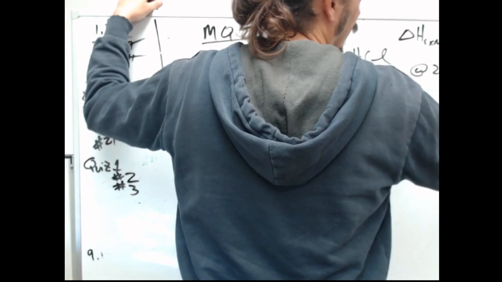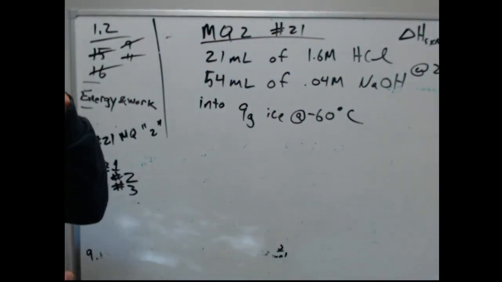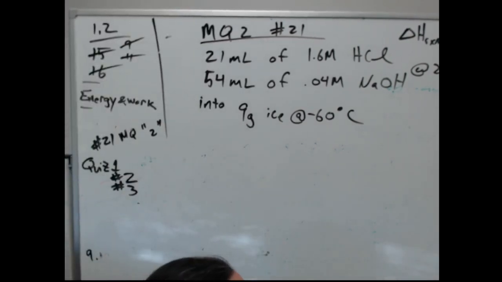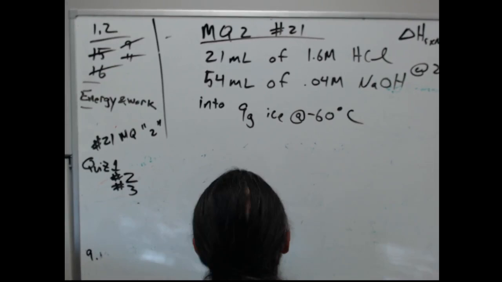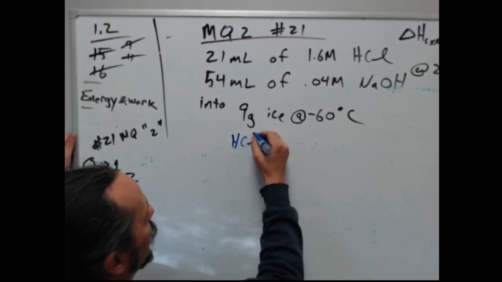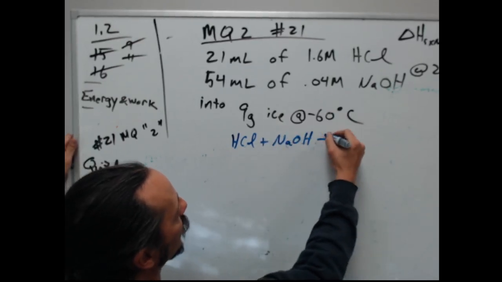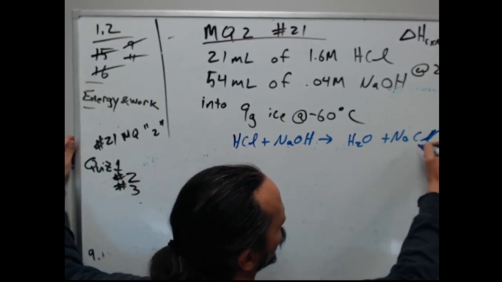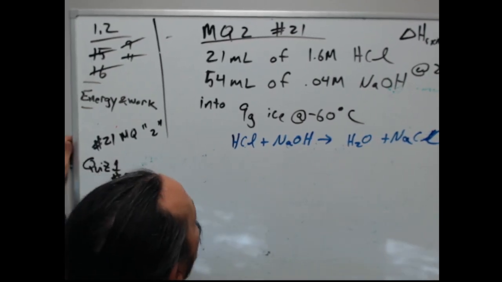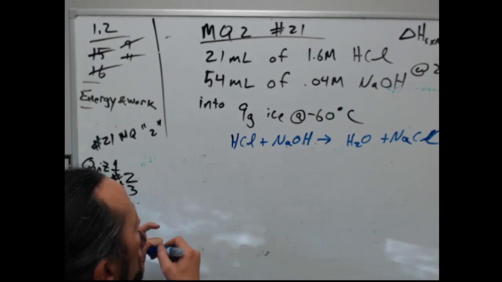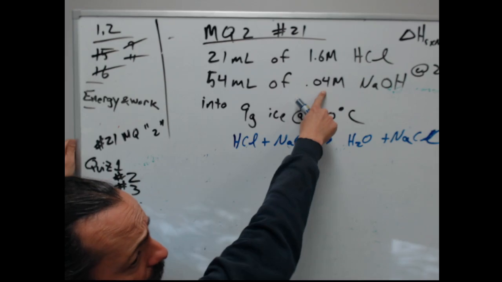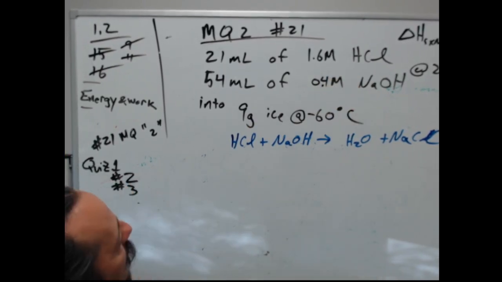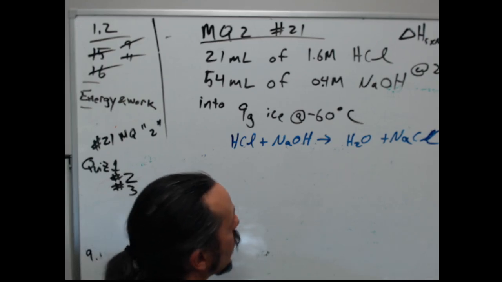Should I give you an idea of how I tried to figure it out? Yeah, tell me what you're thinking. My first thing was I wrote the reaction out so I could figure out the coefficients: HCl plus NaOH goes to H2O plus NaCl. Then, since we have milliliters, I converted. Is this 0.04 or 0.4? It's 0.4. What I did is I wanted to find the limiting reactant.